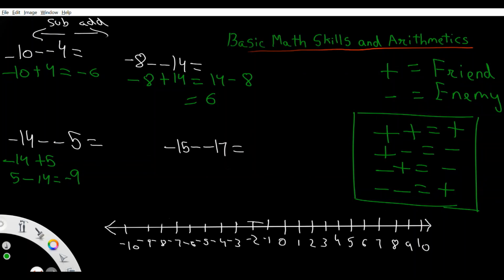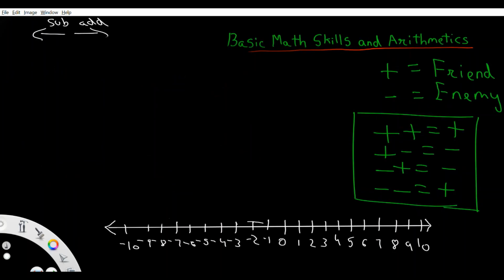Now negative 15 take away negative 17 is the same thing as negative 15 plus 17. And you can reorder it to get 17 take away 15, which is 2. So always keep that in mind, that you can always switch the order.